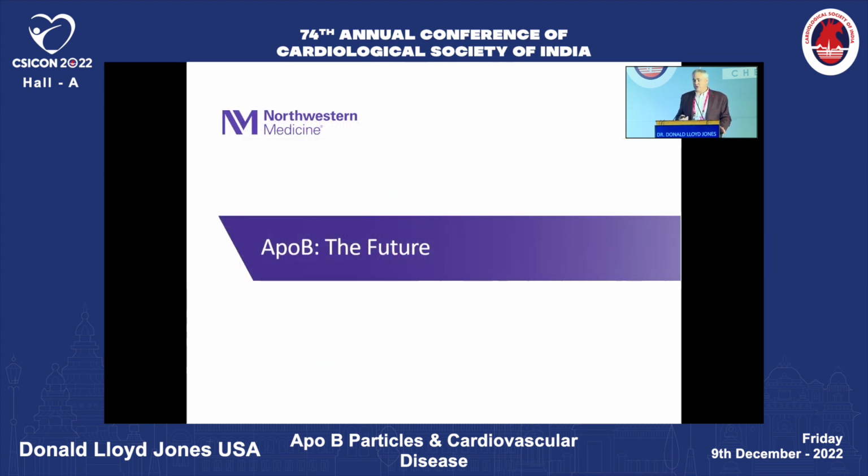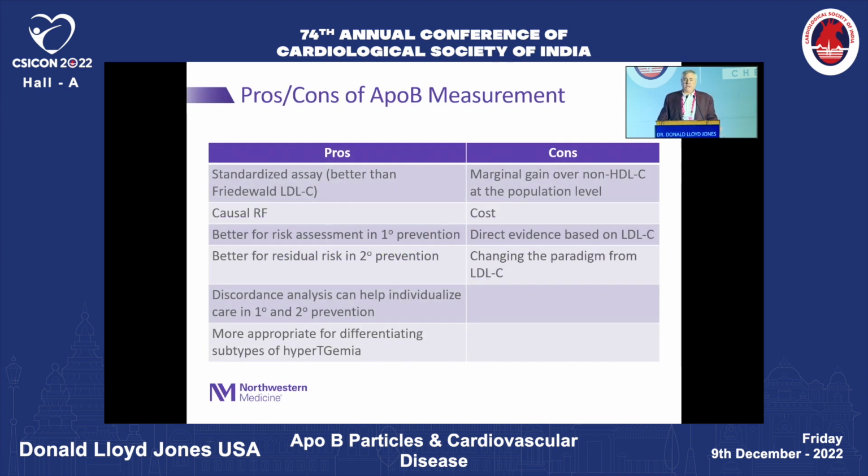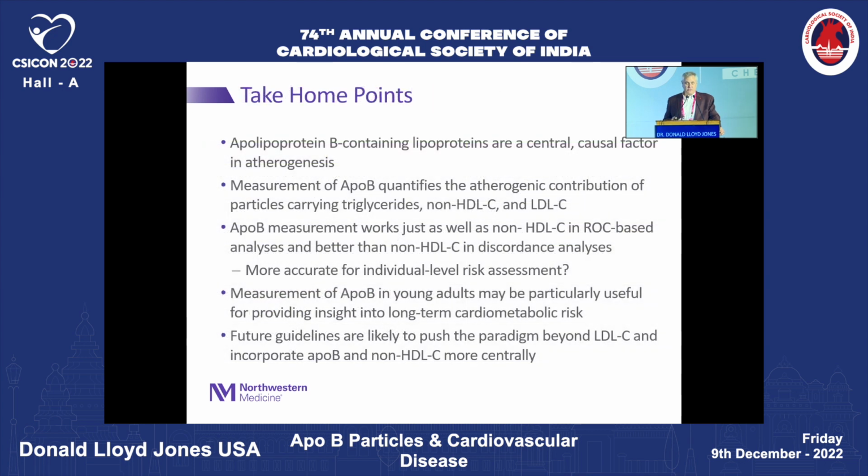So what does the future look like for ApoB? Well, I think there are pros and cons. The pros are that this is a standardized assay that is better measured than the Friedewald calculated LDL cholesterol. It's causal, obviously better for risk assessment in individuals for primary and secondary prevention, especially if you think about this in a discordance manner. But at the population level, I think we do need to be thinking about both non-HDL and ApoB in replacing LDL cholesterol.